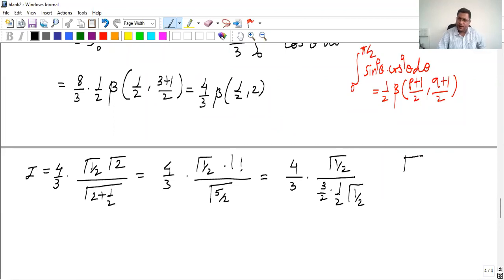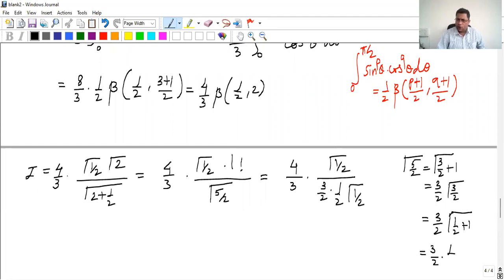So how can we write this? Gamma 5 by 2 is equal to gamma 3 by 2 plus 1. So it is 3 by 2 gamma 3 by 2. And this is 3 by 2 gamma 1/2 plus 1. So we can write this as 3 by 2, 1 by 2 and gamma half. So this is what we have here.